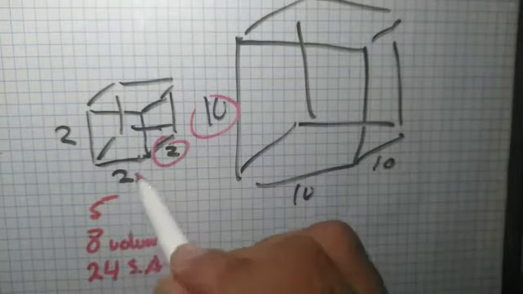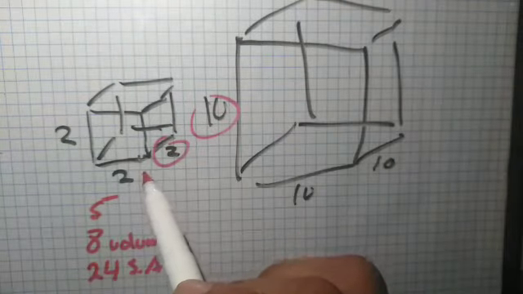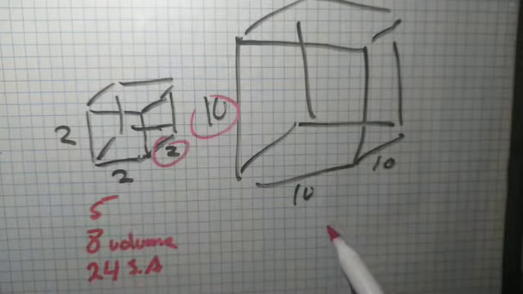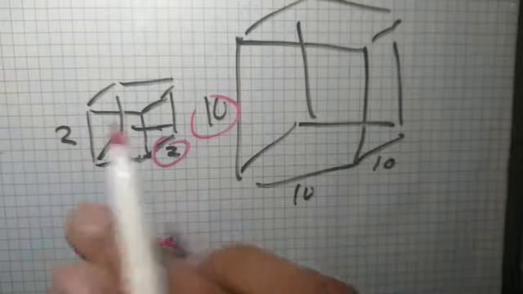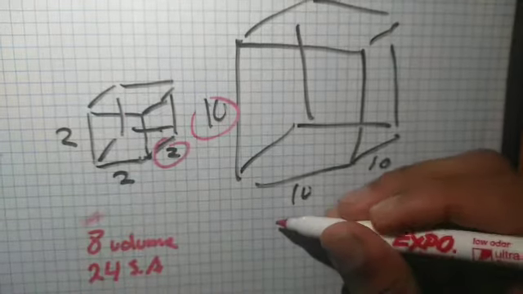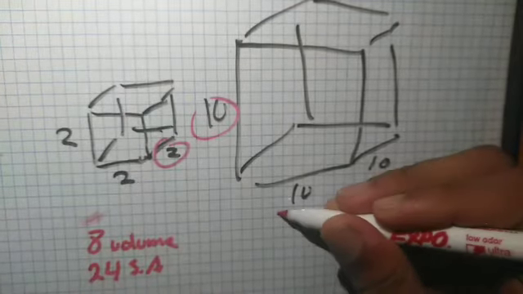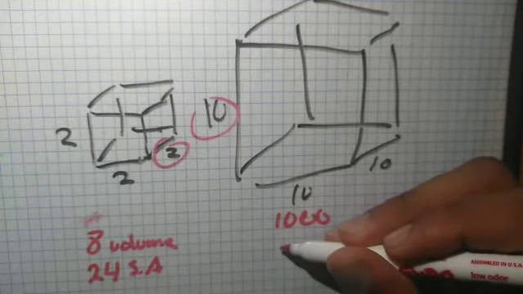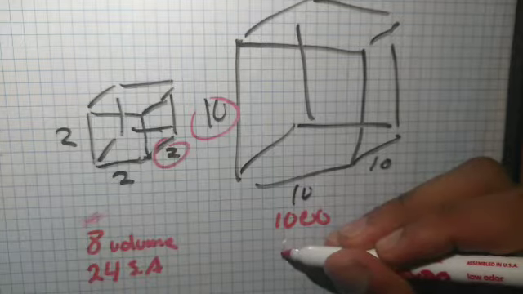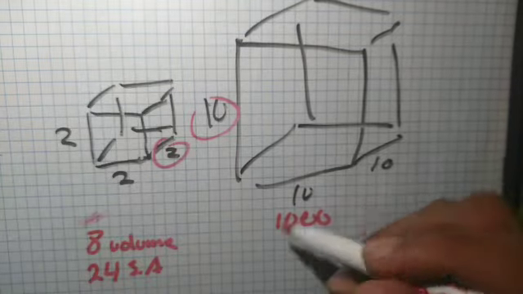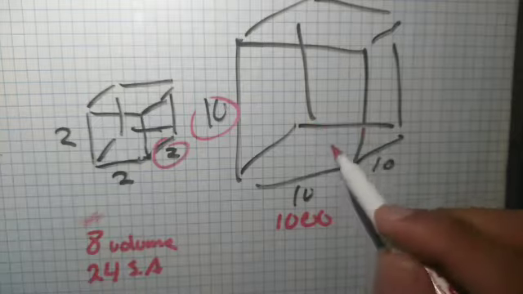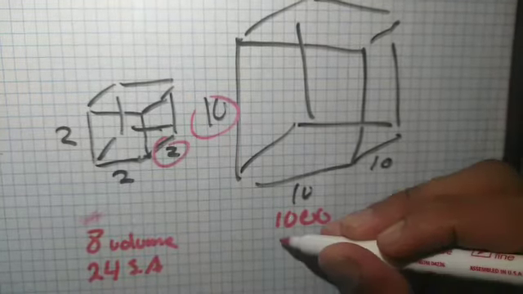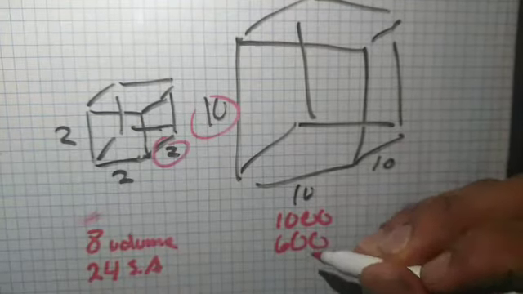And we're looking at this cube right here. If we do the same thing over here, we're going to end up getting that this cube has a volume of 1,000, and a surface area of, let's see, 600. Yeah, this has a surface area of 600.